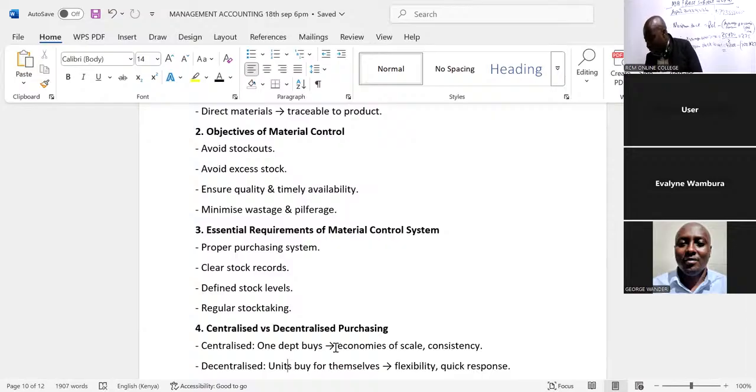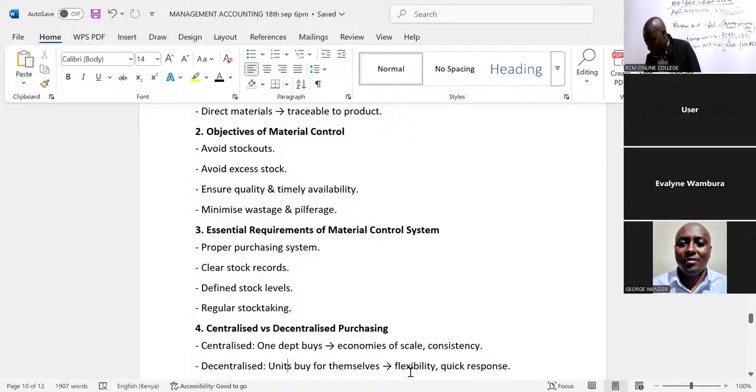So centralized has its own advantages. When it's centralized, we put in all our resources, all our money, bulk cash, and then we procure in quantities. So you're going to enjoy what we call economies of what? Scale. When you have these central people purchasing, they are going to be doing this purchasing many times. That consistency, of course, will mean what here? Even in terms of bargaining power, they know how to bargain.